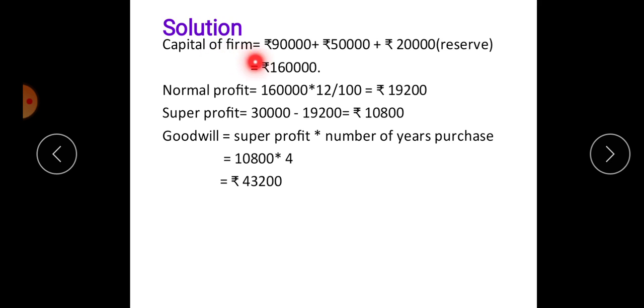Again repeating: capital employed is capital of partners plus reserves, so 1,60,000. Normal profit is 12% of 1,60,000, that is 19,200. Super profit formula is average profit minus normal profit. Average profit according to the question is 30,000. 30,000 minus 19,200 is 10,800. Goodwill is valued at 4 times, or number of year purchase is 4. So super profit multiplied by 4, 43,200 is the value of the firm's goodwill.